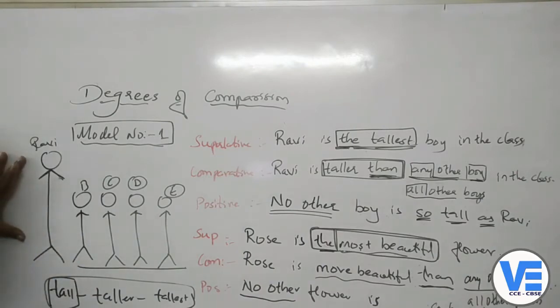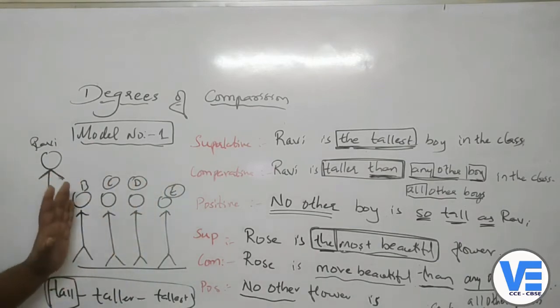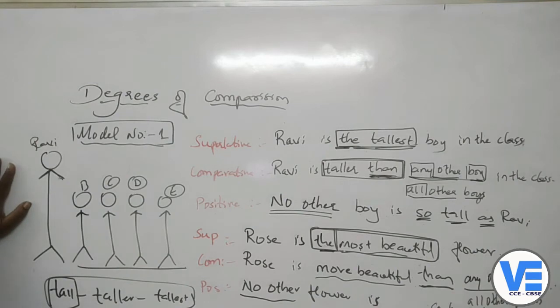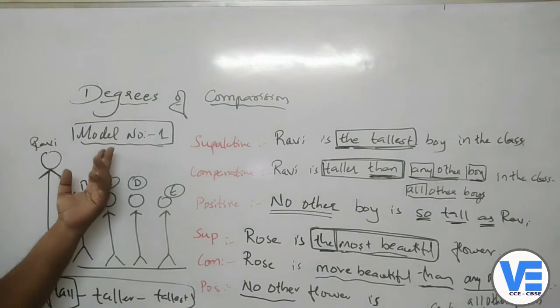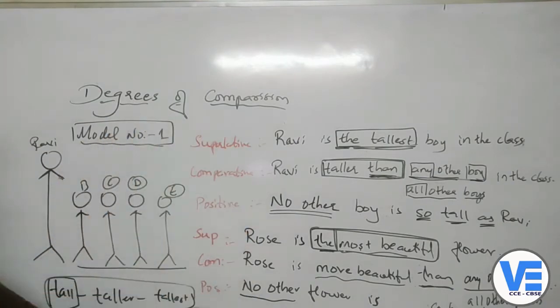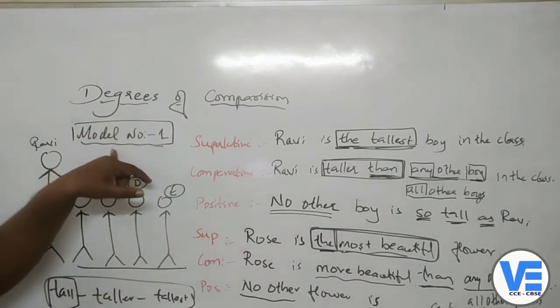We have taken the example of a boy who is really very tall, and all the other boys are of different heights, but only Ravi is the tallest boy in the class. Basing on that, we have taken model number one. I hope you all understood it. If you have not taken the notes of the previous video, you can write it down. Write the degrees of comparison, take the heading model number one, and write the two examples. Also try to practice 4 or 5 more examples so that you can remember model number one.